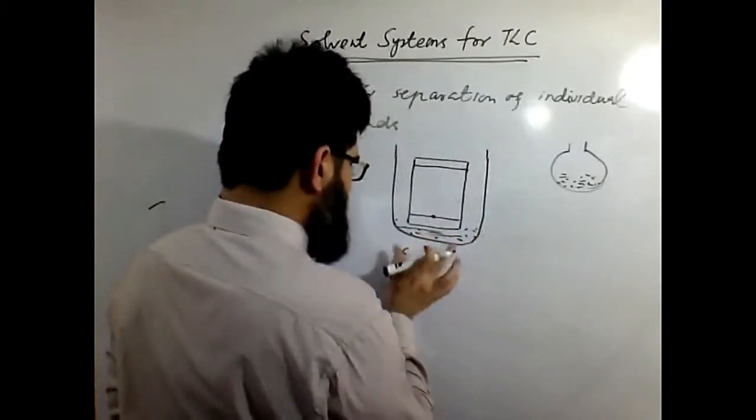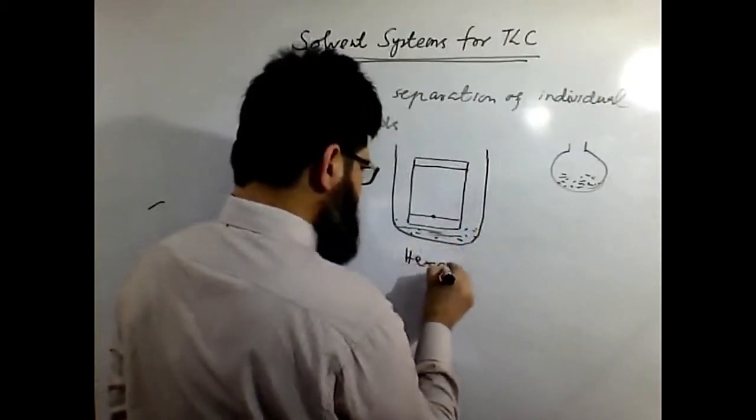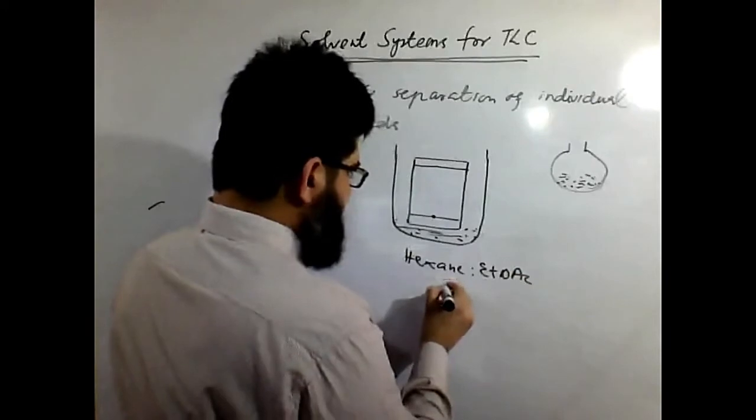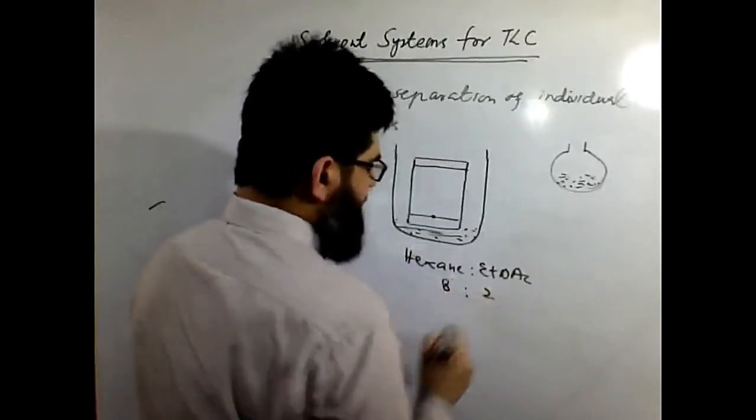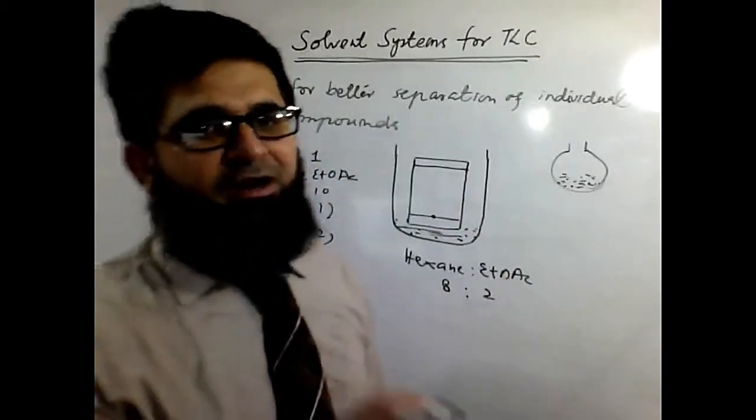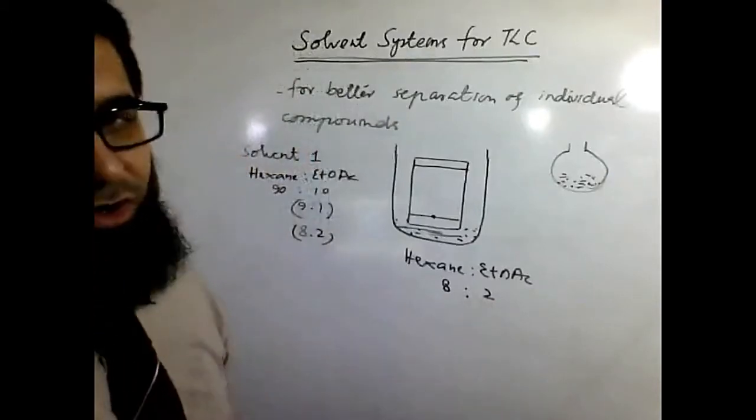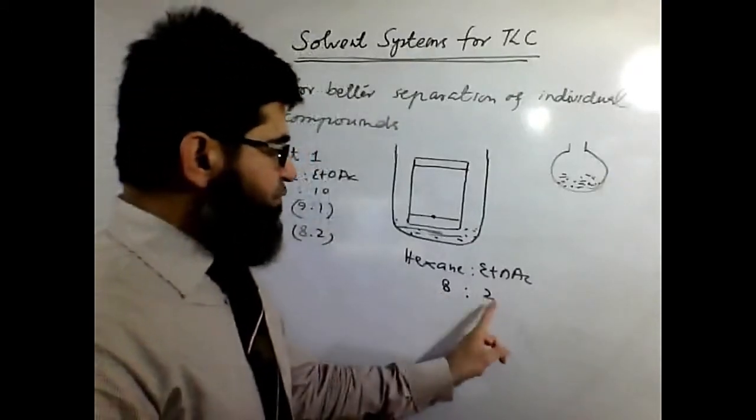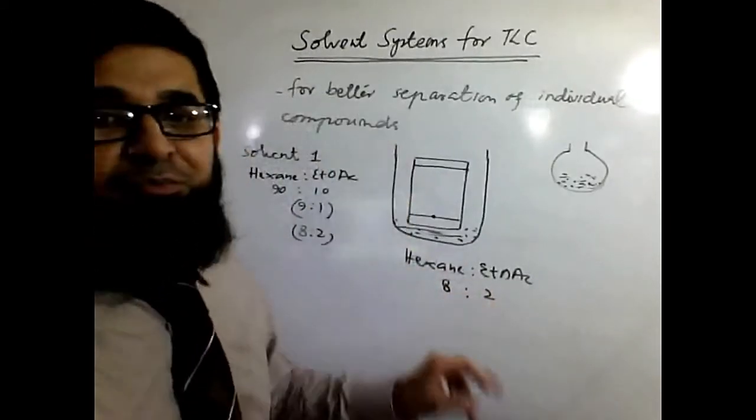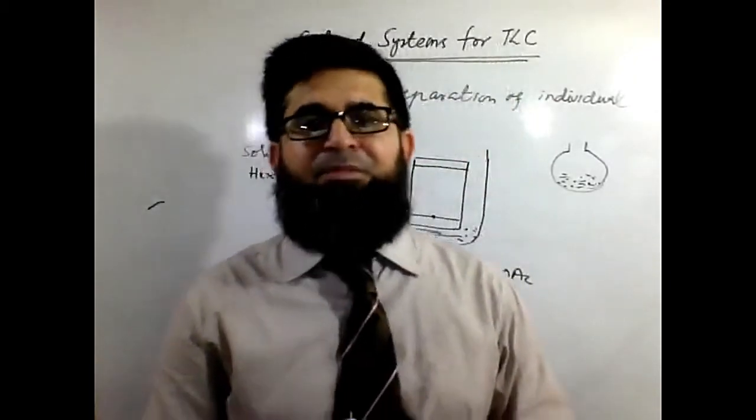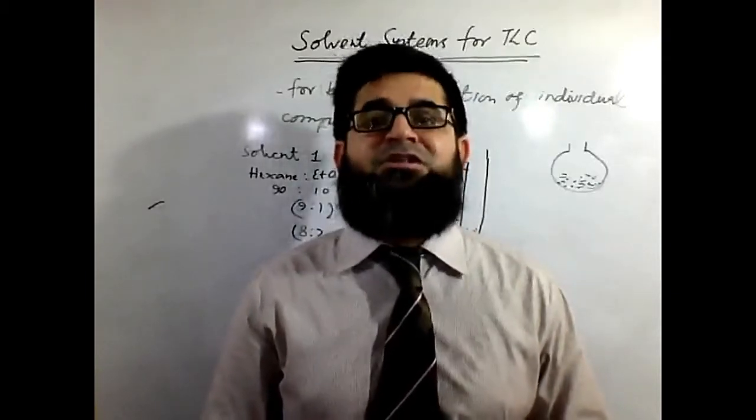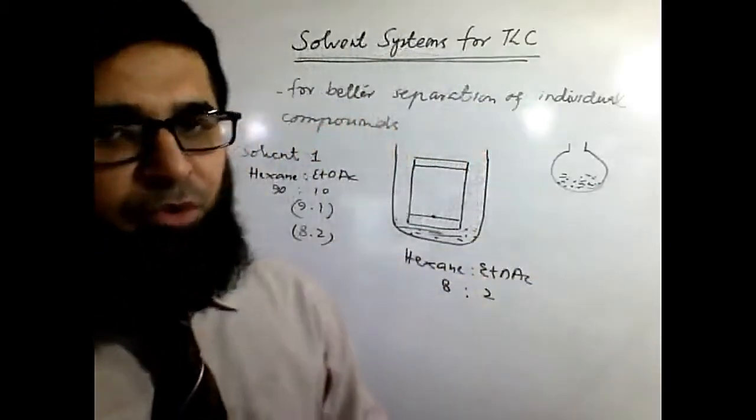This time we have hexane and ethyl acetate. Let's say this time it is 80-20. 80-20 means ethyl acetate is 20 ml in 80 ml of hexane; 80 plus 20 is going to be 100 ml. Initially it was 10%, now it is 20%. So we have made our solvent a bit more polar than the previous one. 90-10 was a bit more polar than simple hexane, but now 80-20 is more polar than 90-10.